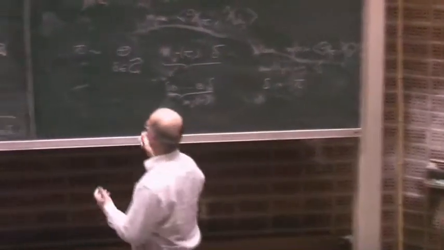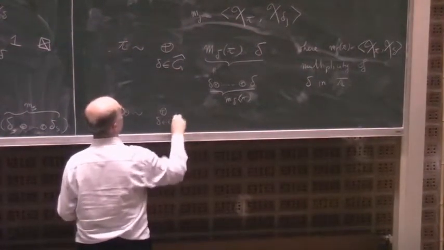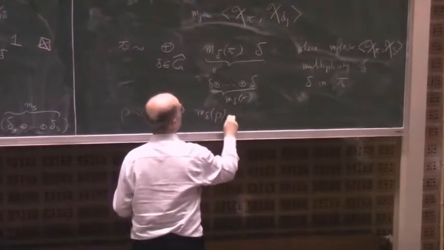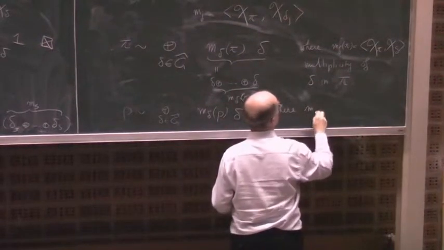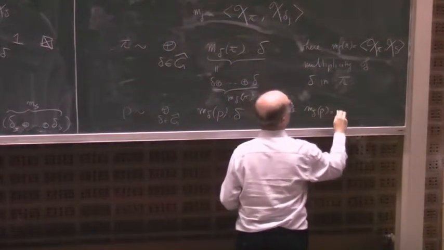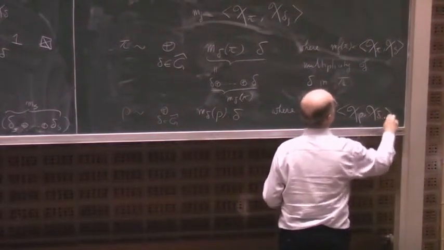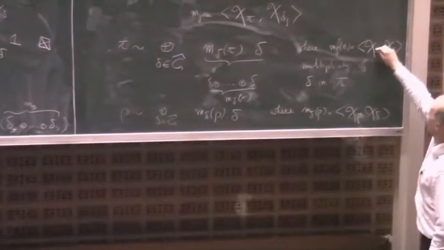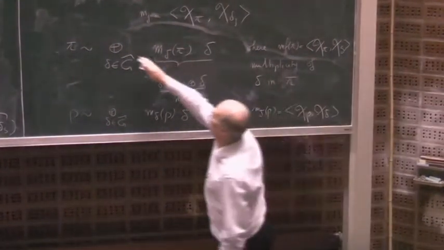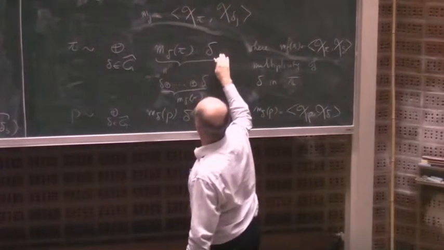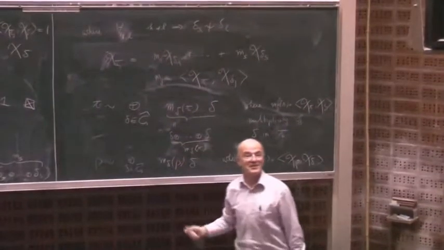So likewise we have that rho is this direct sum. Let's write it out like this, where the multiplicity of delta in rho is the inner product of the character of rho with chi delta. Now if the characters of the two representations are the same, all these inner products are the same, so all multiplicities are the same, so this representation is equivalent to that representation, so pi and rho are equivalent. That's really the proof.